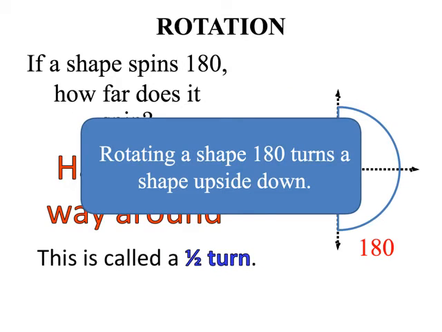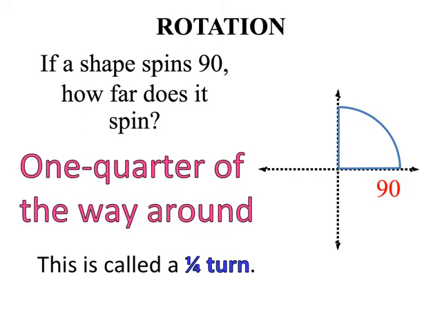If we rotate it 180 degrees, all it does is turn it upside down. So let's say we started over here. We go down this way. So it's a half turn. It goes halfway around when it's 180 degrees. It ends up upside down. 90 degrees is just a quarter turn. So we start here and just go this way.